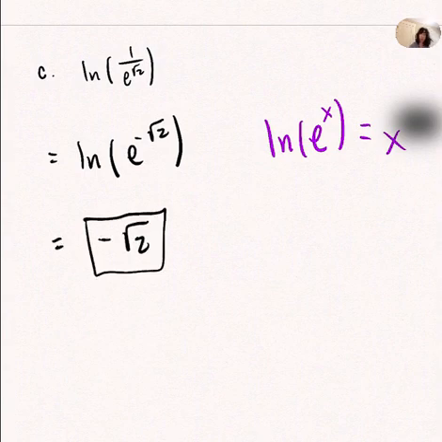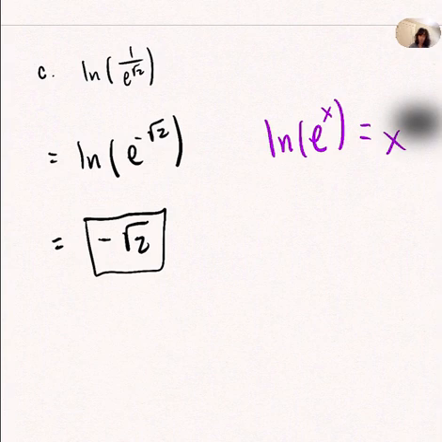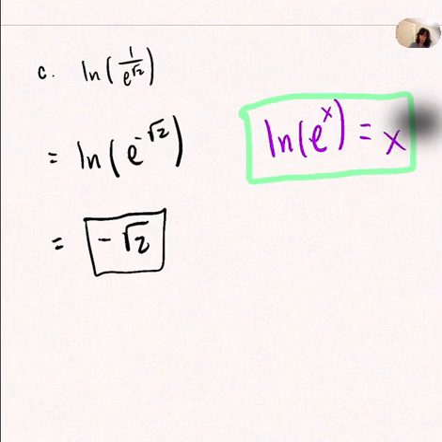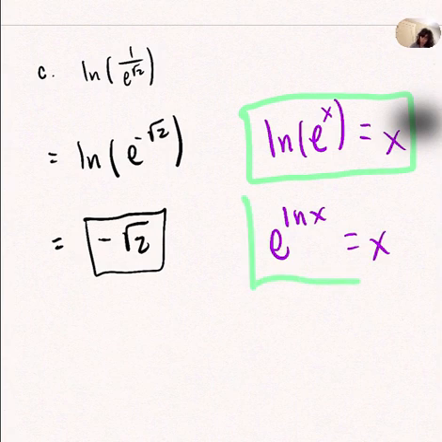Now I was able to see this by rewriting the inside of the natural log as e to a power. It's very important that you know this property and the property that says that e to the ln of x is equal to x. So we're going to use those pretty frequently.